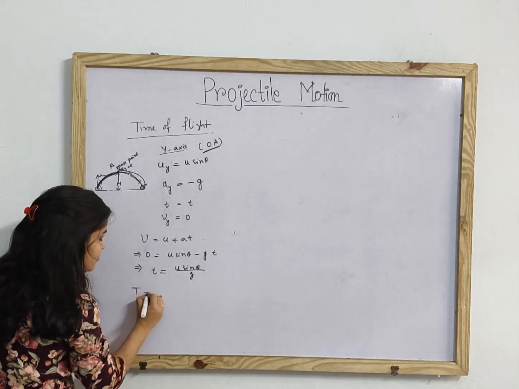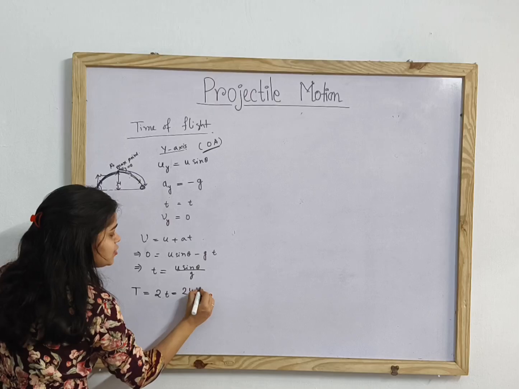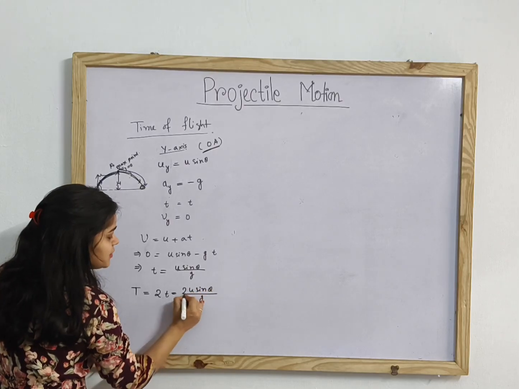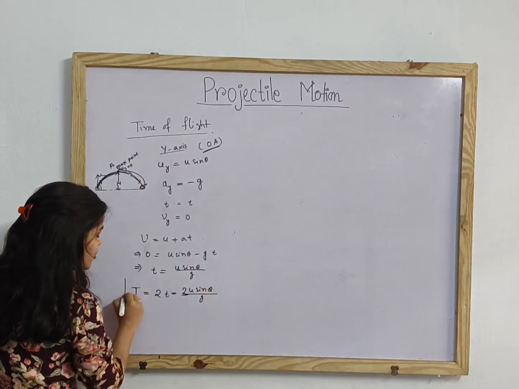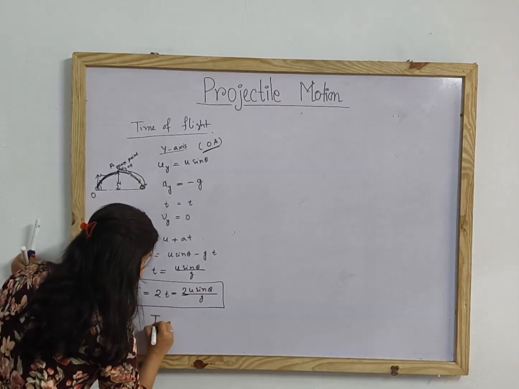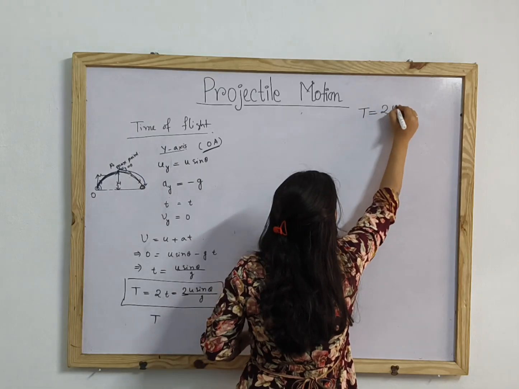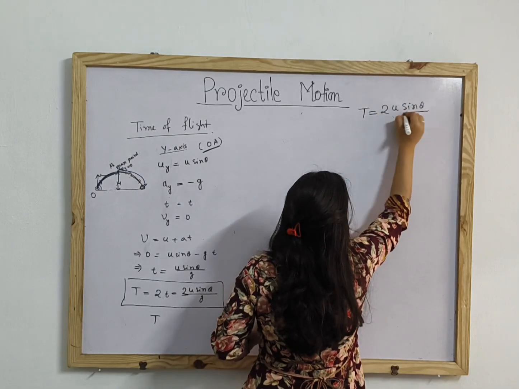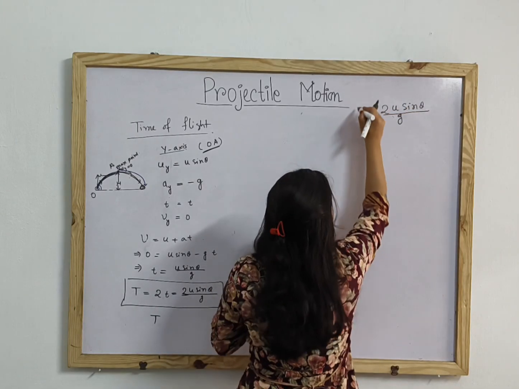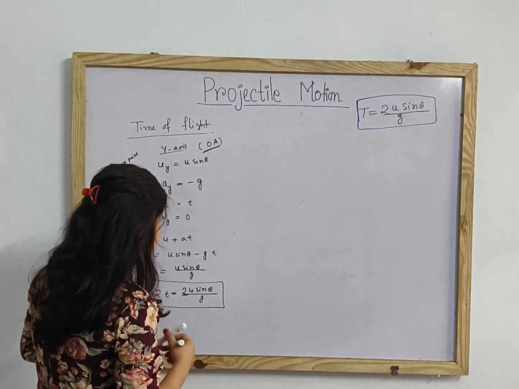So what is the total time? That means time of flight will be 2T, that means 2u sine theta by g. This is the formula for the time of flight. So you have to remember this point. That means T is equal to 2u sine theta by g. This is the formula for the time of flight. This is one way to derive this.